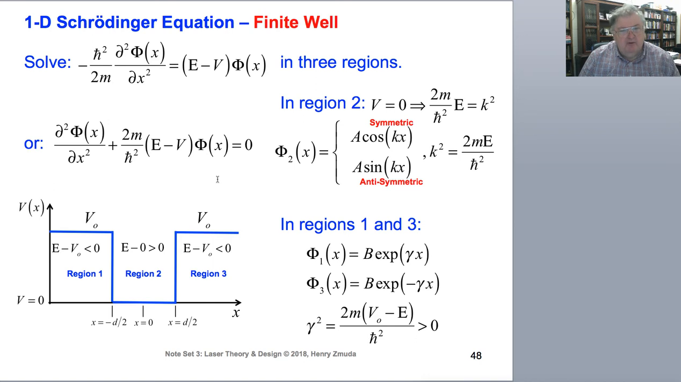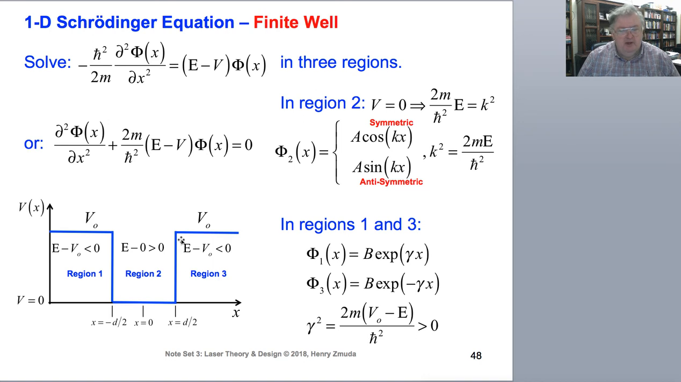That's the standard harmonic oscillator. Solutions are cosines and sines, cosine kx, sine kx. Once again, we could identify a symmetric solution and an anti-symmetric solution. Okay. How about in regions 1 and 3?